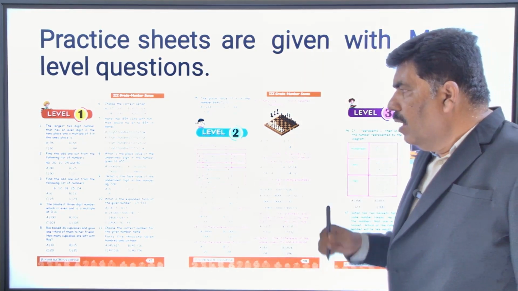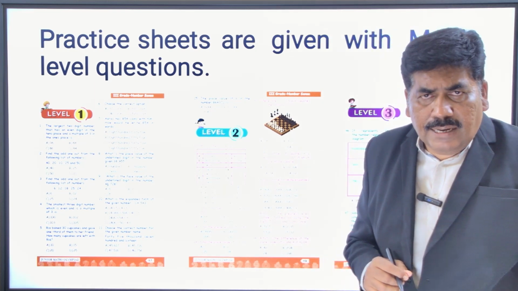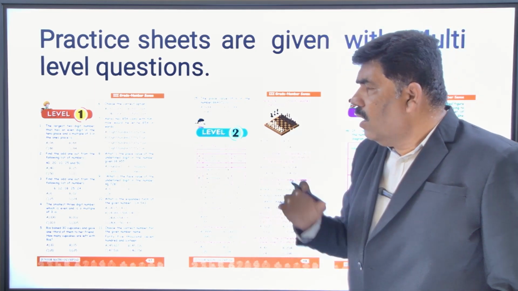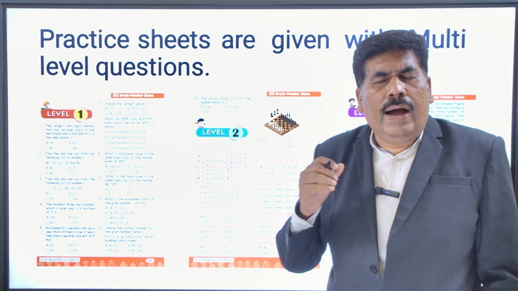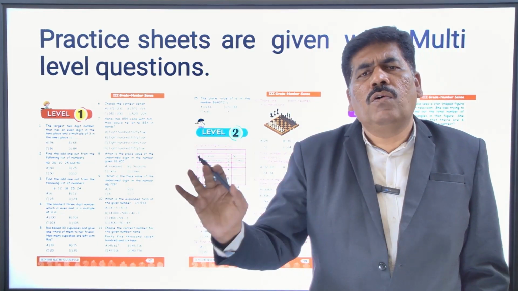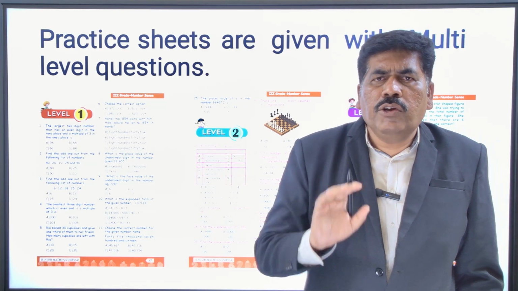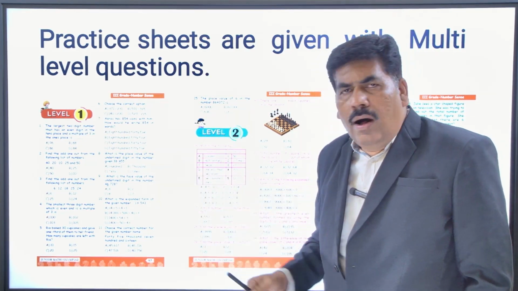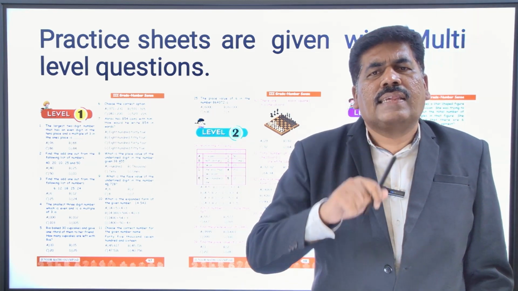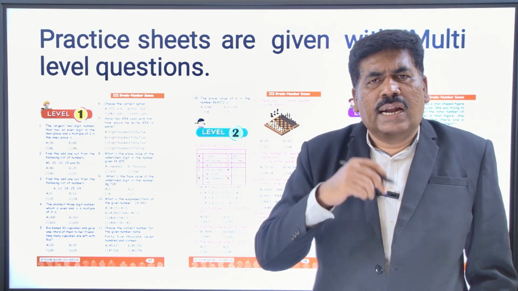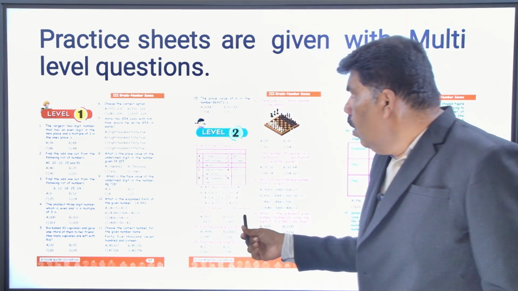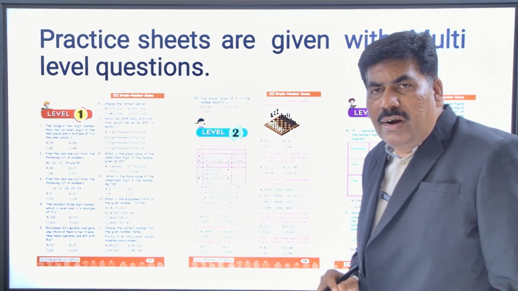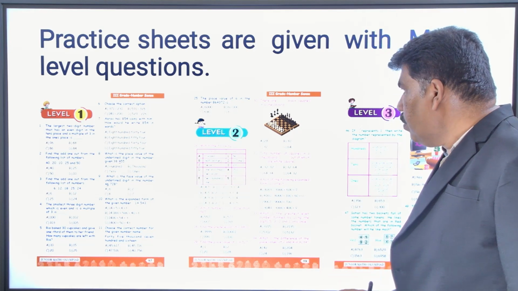Next, level 3. Level 3 questions will be somewhat difficult, so those questions are to be explained by the teacher on the board. Actually, there is no need for fair notes for the concepts. You need to maintain one problem solving notebook, and after attempting all the answers, the student has to self-evaluate their questions and answers. So that is about practice sheets. Like that, you need to finish the level 1, level 2, and level 3 worksheets.